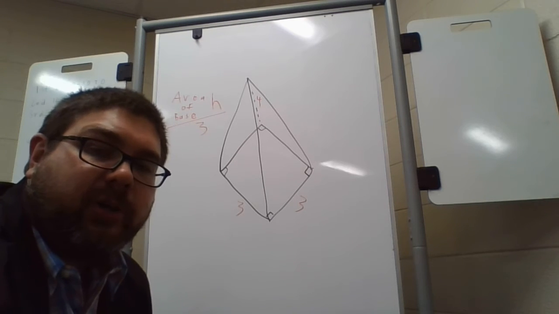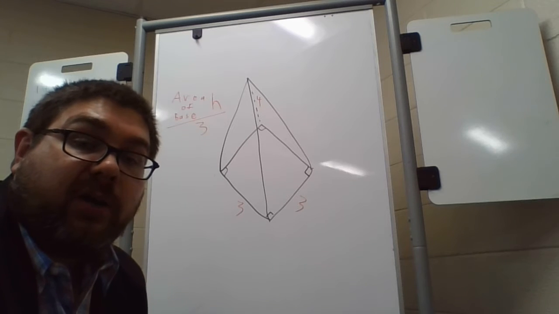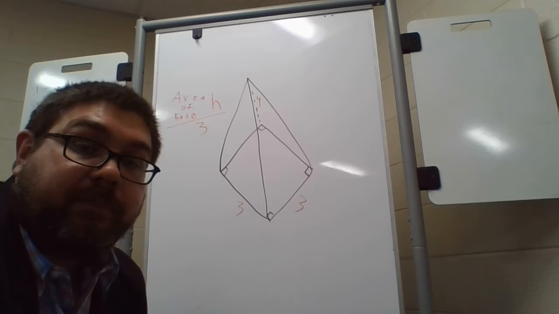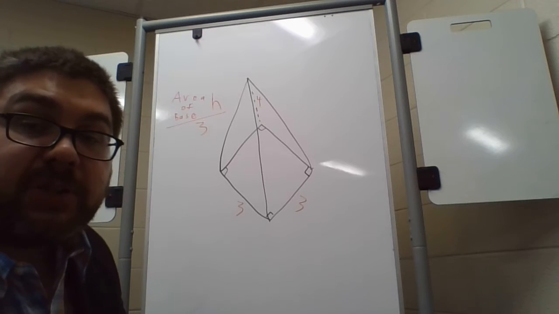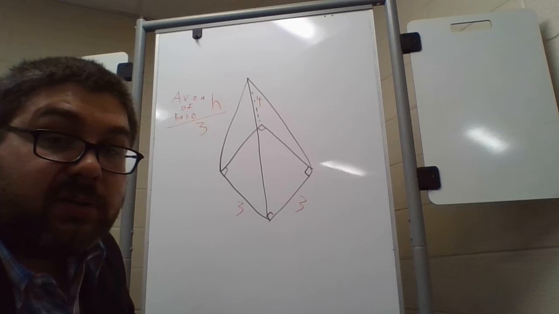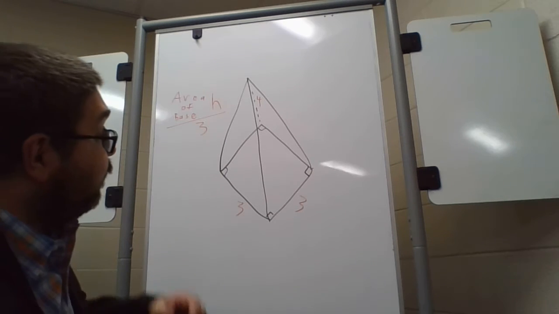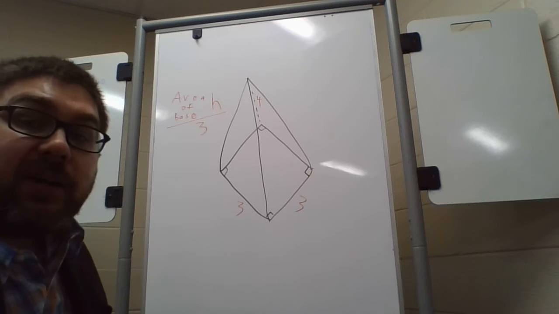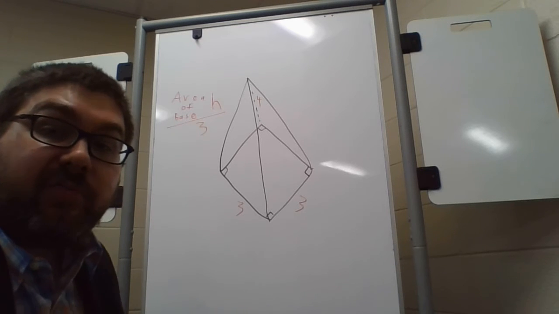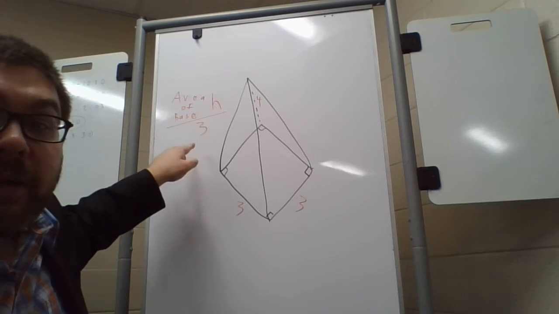Hey, this is Mr. Coker, and this video is about finding the volume of a pyramid. Now, this object I have up here is a pyramid. If it doesn't look like a pyramid, sorry, it's supposed to, but it is a pyramid. So, to find the volume of any pyramid, this is the formula: area of base times height divided by 3.